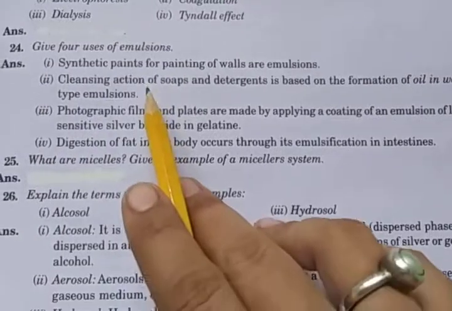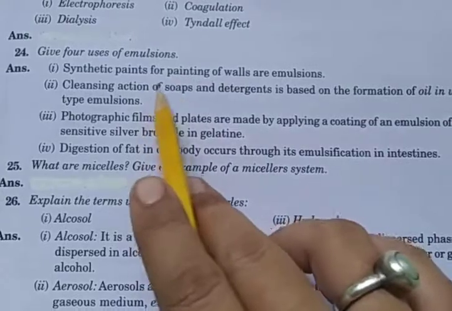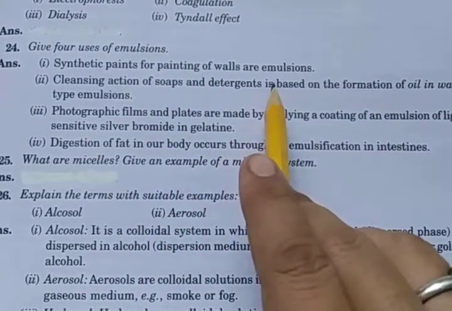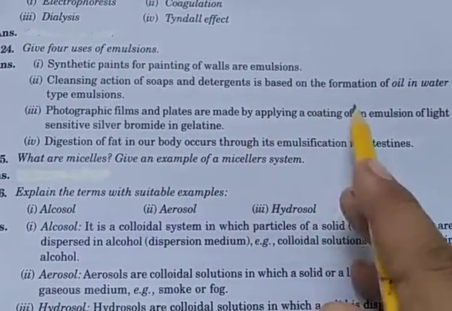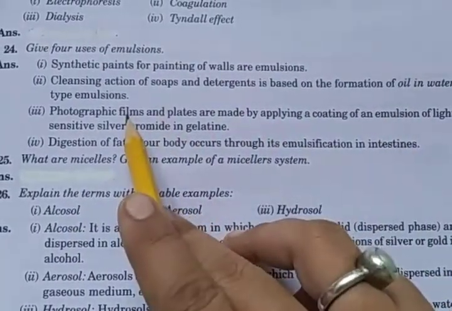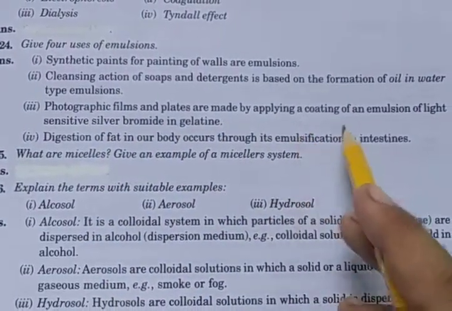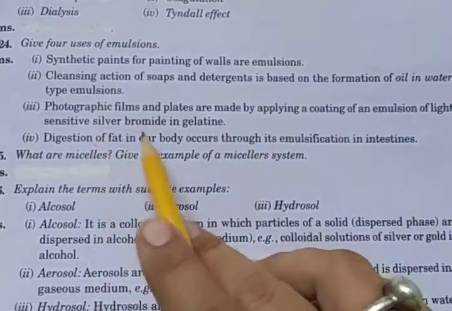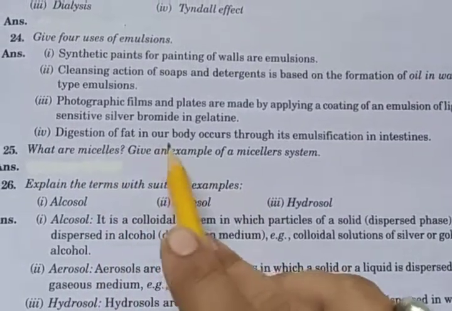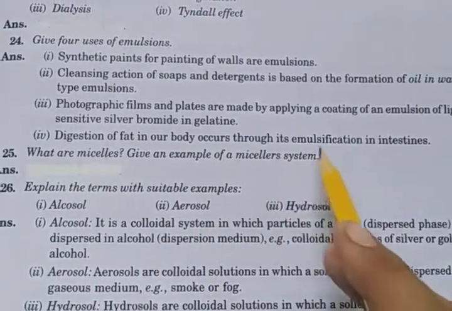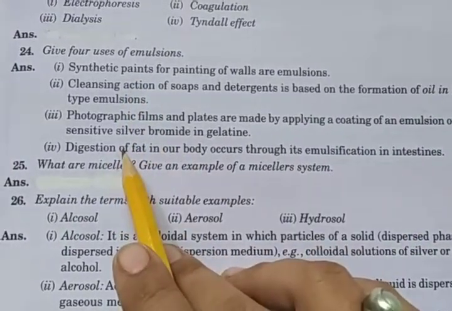Then question number 24, give 4 uses of emulsions. So 4 uses of emulsion, like first, synthetic paints, so for painting of walls are emulsions. Then cleansing action of soap and detergent is based on the formation of oil in water type emulsion. Then photographic films and plates are made by applying a coating of an emulsion of light sensitive silver bromide in gelatin. And then fourth use, digestion of fat in our body occurs through its emulsification in the intestine. So these are 4 uses of emulsion.